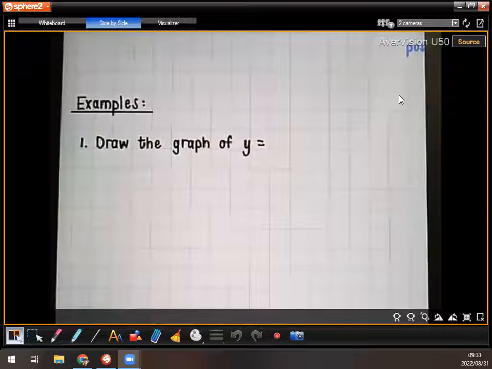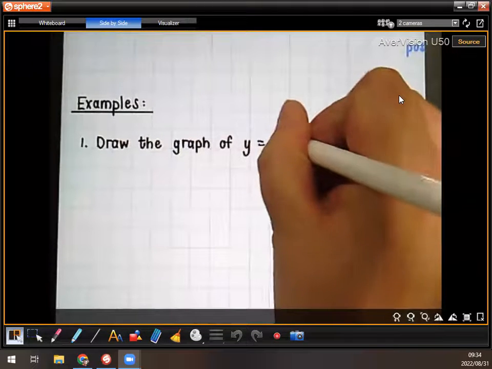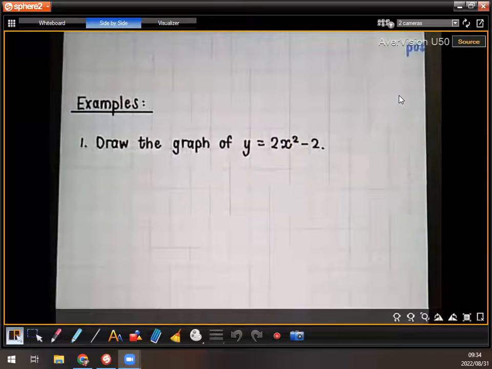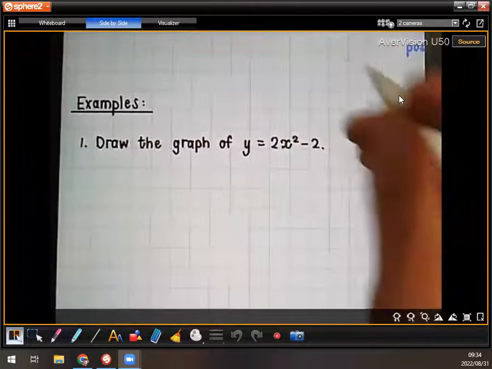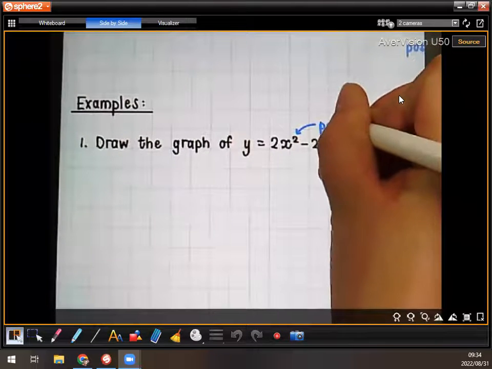Y equals, which one shall we do? 2x squared minus 2. You can get going if you want, but I'll do it with you. So guys, now when you see this, notice that nowhere in the equation does it say draw the parabola. It just says draw the graph of it. So you need to see, okay, there's an x squared, so that makes it a parabola.